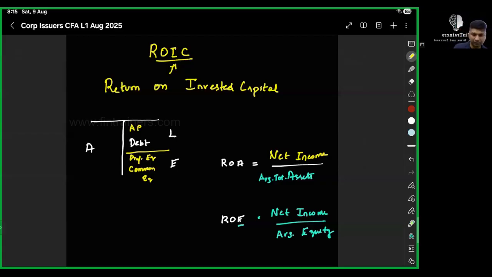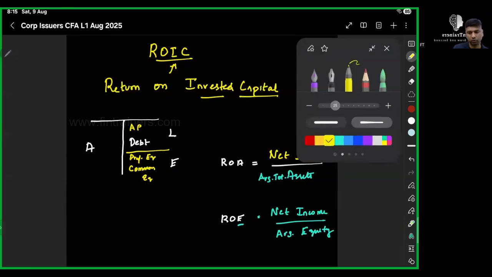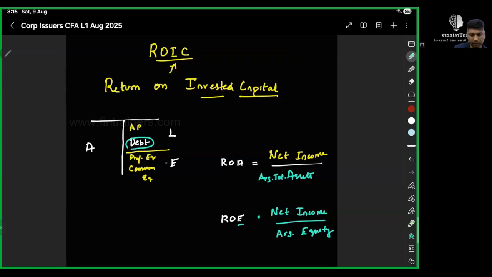Okay. So for us, we are looking at return on invested capital. So which means, what are those things? This one and these two. Okay. So that is the idea here.